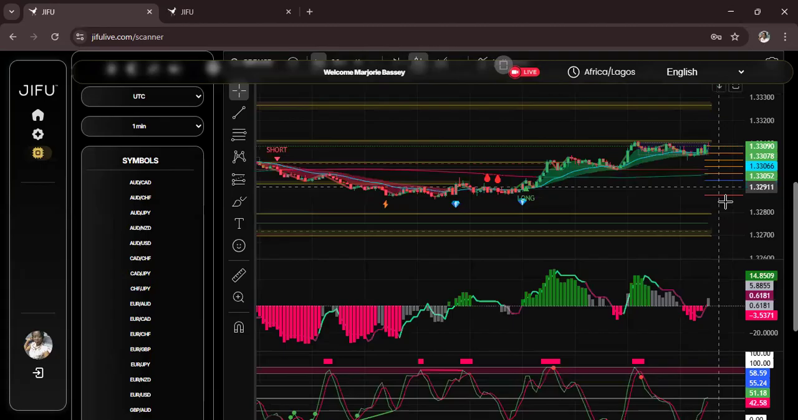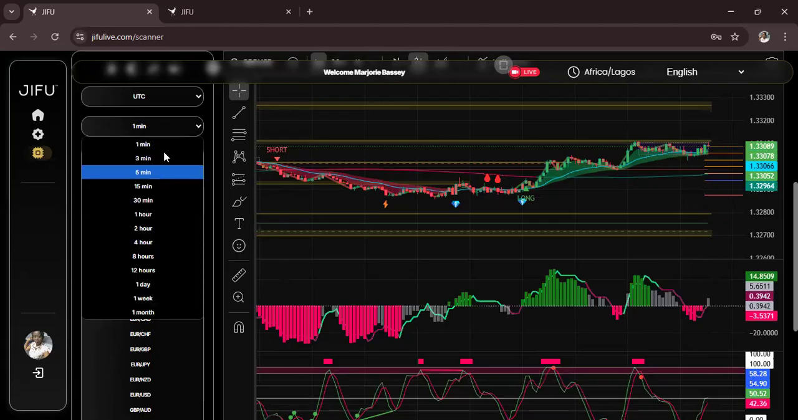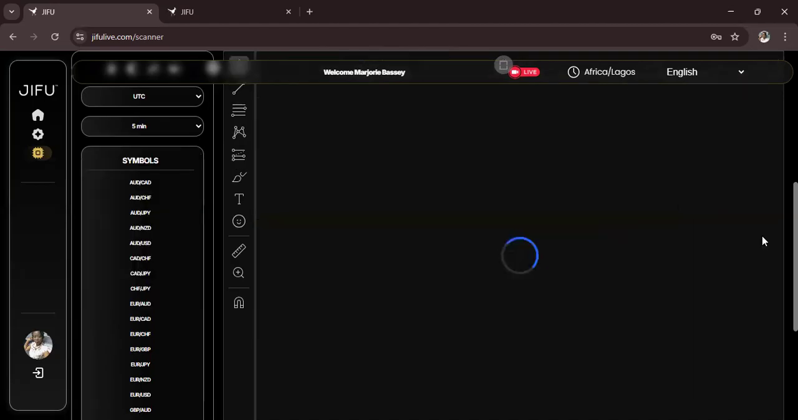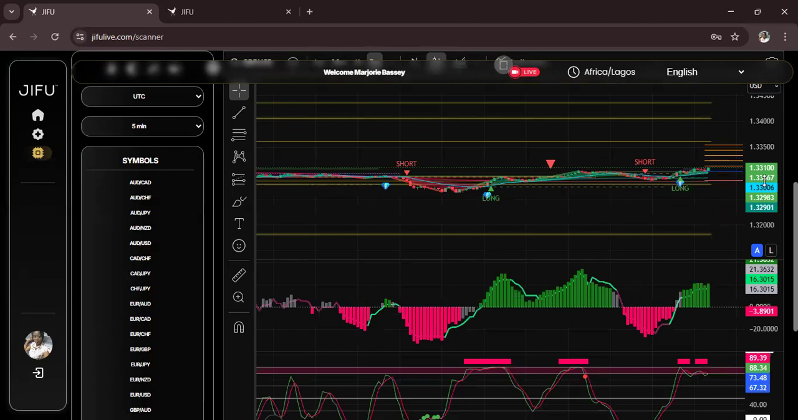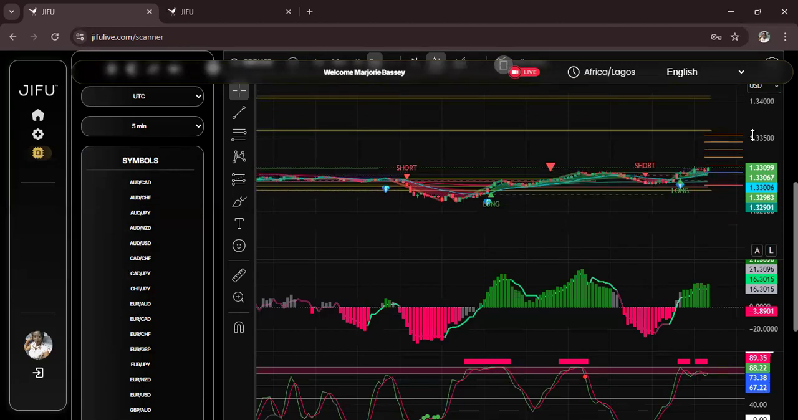On the 1 minute time frame, it's already bought. It's already bought. So like I said, you can just wait for a bit of retracement back to that entry before you take it.